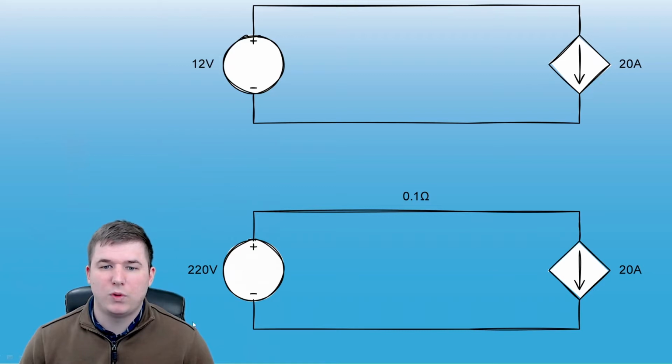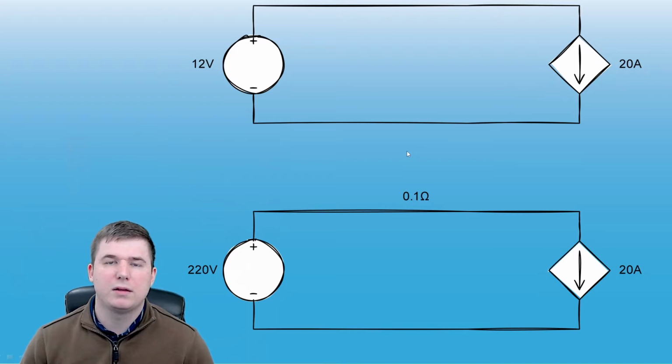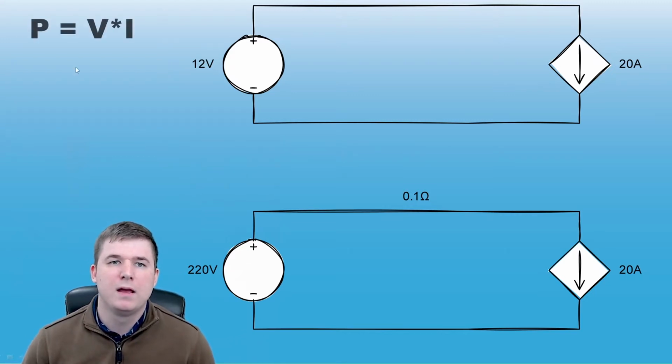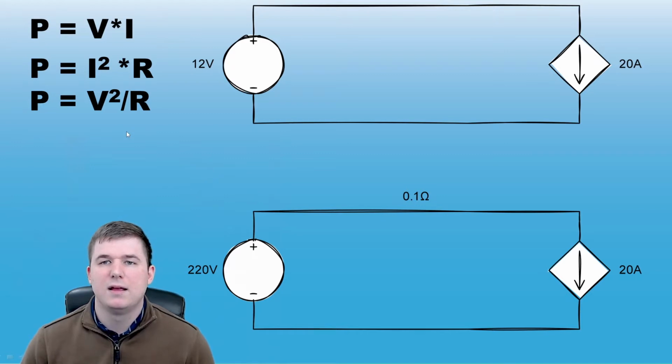One's at 12 volts, one's at 220 volts. They both are using wires that have a resistance of 0.1 ohms and are both attached to loads drawing 20 amps. Let's remember our three basic equations for power. Power is equal to voltage times current, power is equal to current squared times resistance, and power is equal to voltage squared divided by resistance.